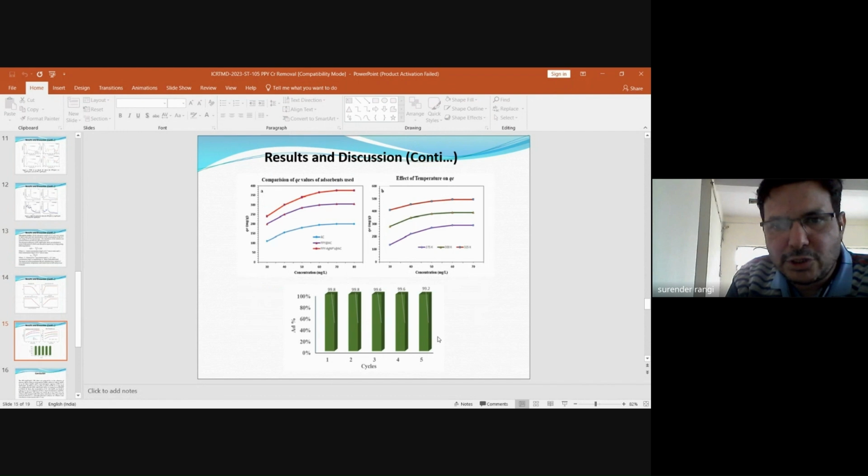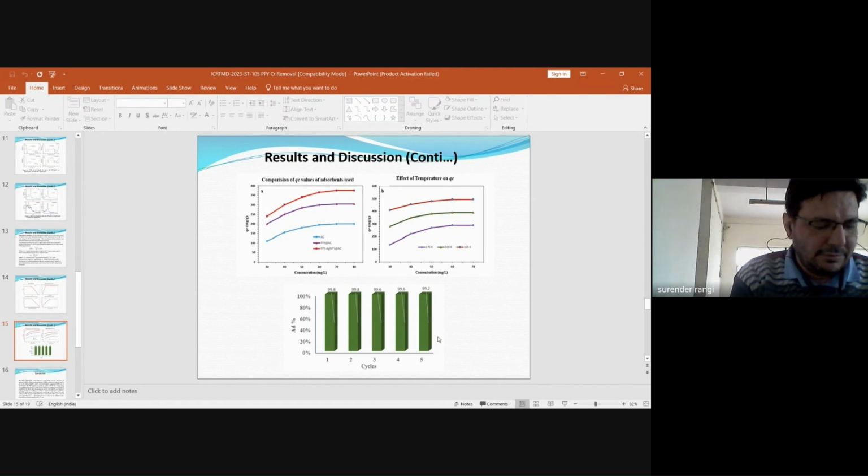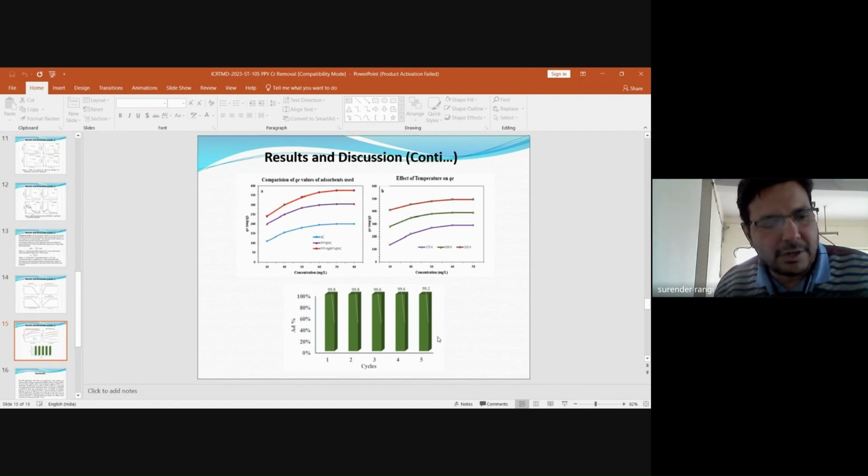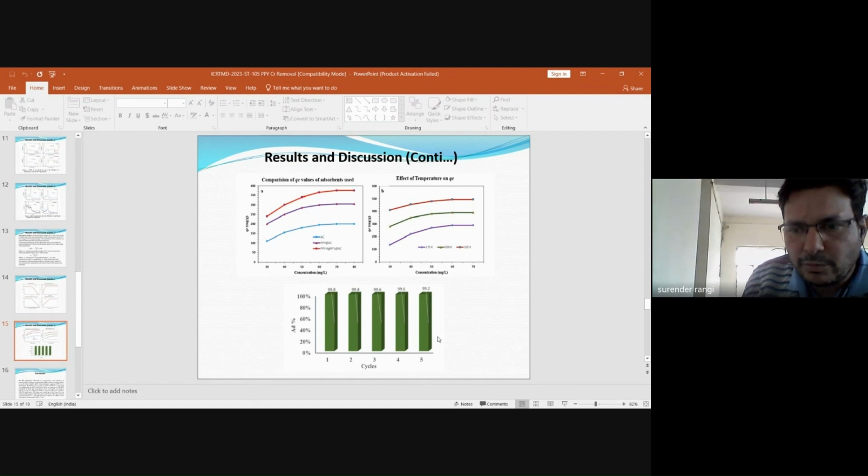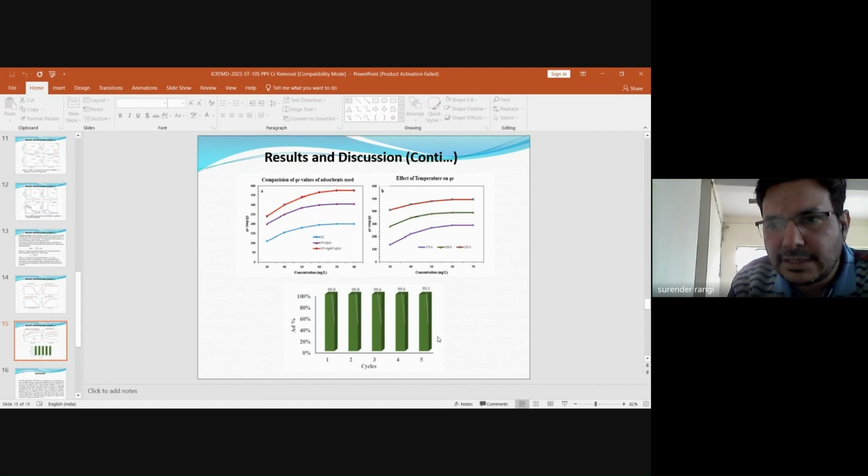And this is the comparison of the various adsorbents used, that is pristine AC, PPY at the rate AC, and PPY AgNP spotted at the rate AC, the final material. It was very efficient, and recycling was also done, in which the material showed promising results up to 5 cycles.